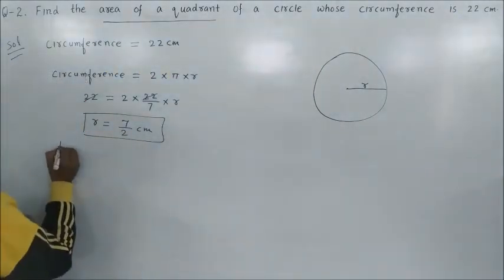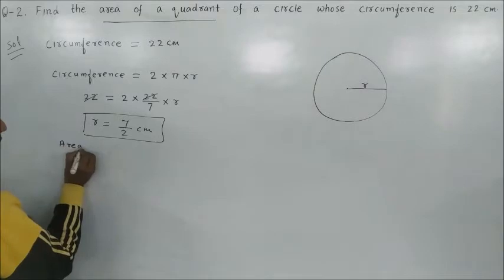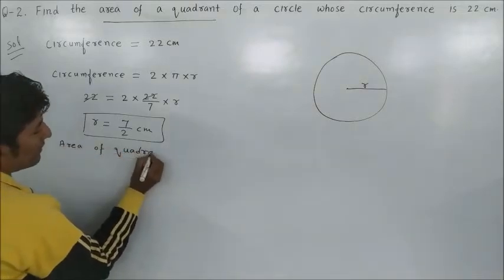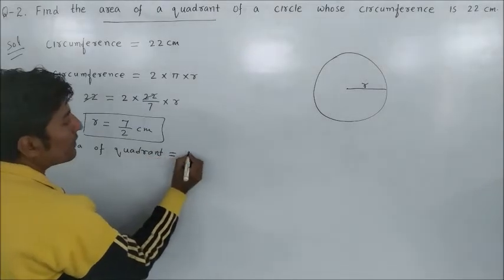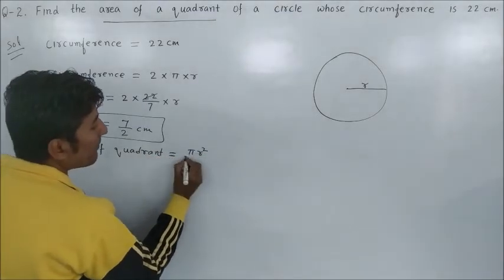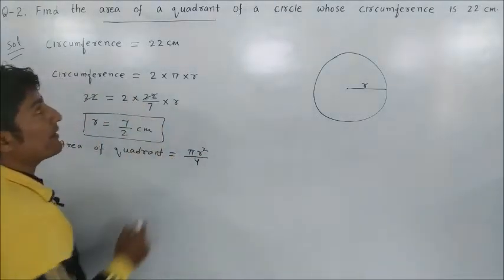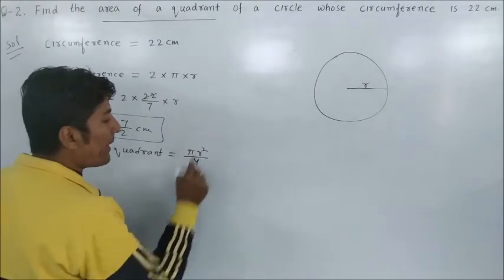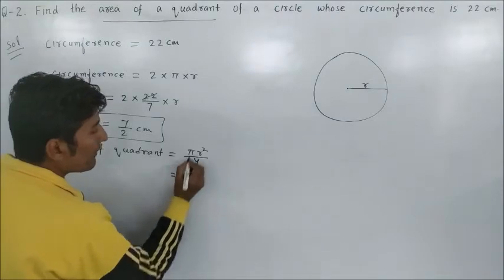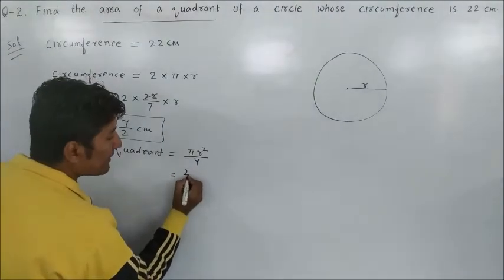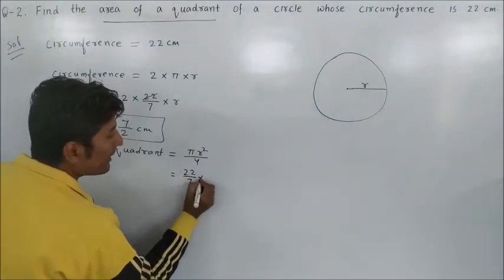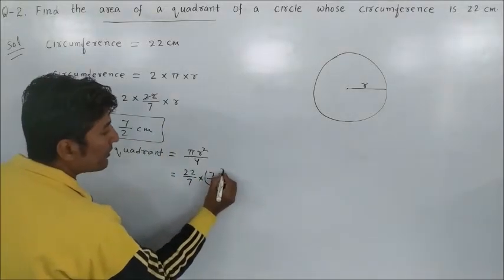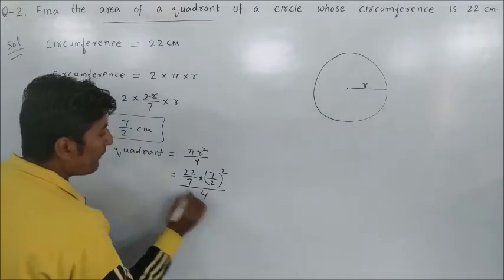So here we can write, as we know, area of quadrant is equals to pi r squared upon 4. Since quadrant is 1/4 of a circle, hence we can write the formula pi r squared upon 4. We can assign the value of pi, that is equals to 22 upon 7. The radius we are having 7 upon 2, and we can write here whole square divided by 4.